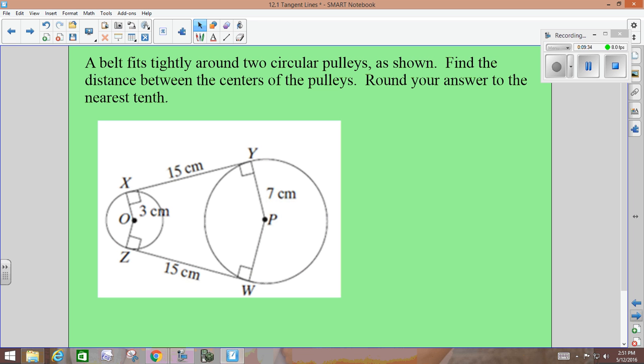But it says find the distance between the centers of the pulleys. O being the center here, and P being the center there. We're trying to find the distance between them, or the length of that line. I'm just going to call it M. So we're trying to find the value of M, which is the length of OP. Any thoughts? Can't go around. Just give me an idea. Anything we could think to do.